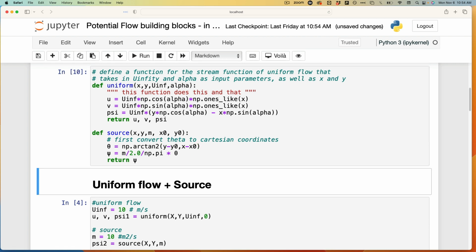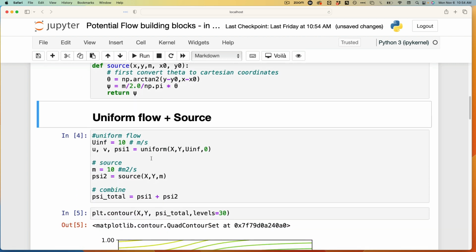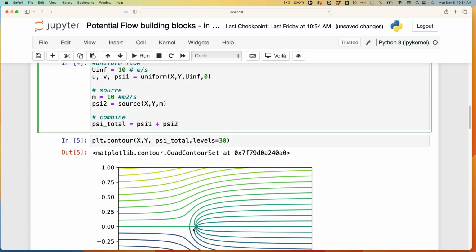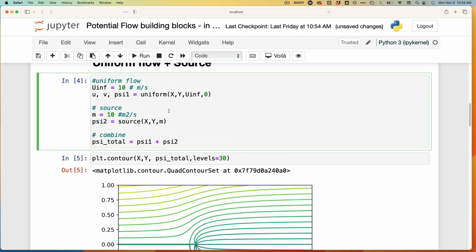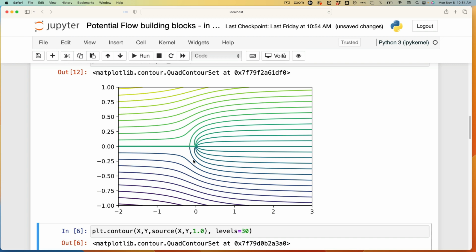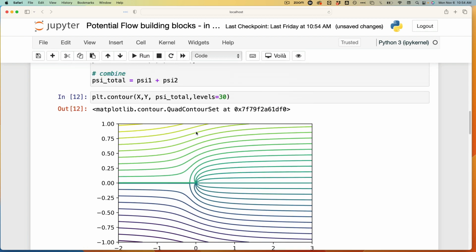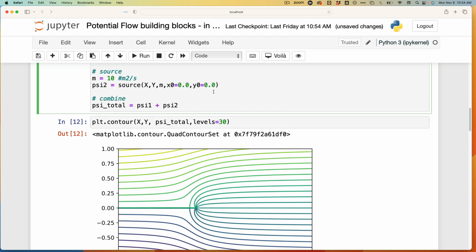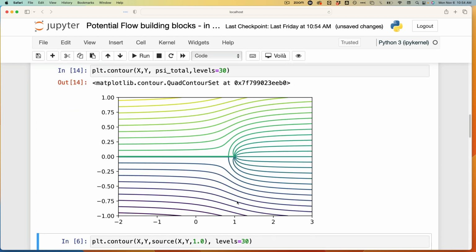Okay, so let's run this again. And we're going to come down here. Now this was our original one at 0, 0, right? So I'm going to upgrade this and say x0 equals 0, keep it here, and y0 equals 0.0. If I run this, it should stay the same. Now let's say I want to move the source to +1. All I have to do now is say x0 equals 1, and it stays at y0 equals 0. Okay, makes sense.